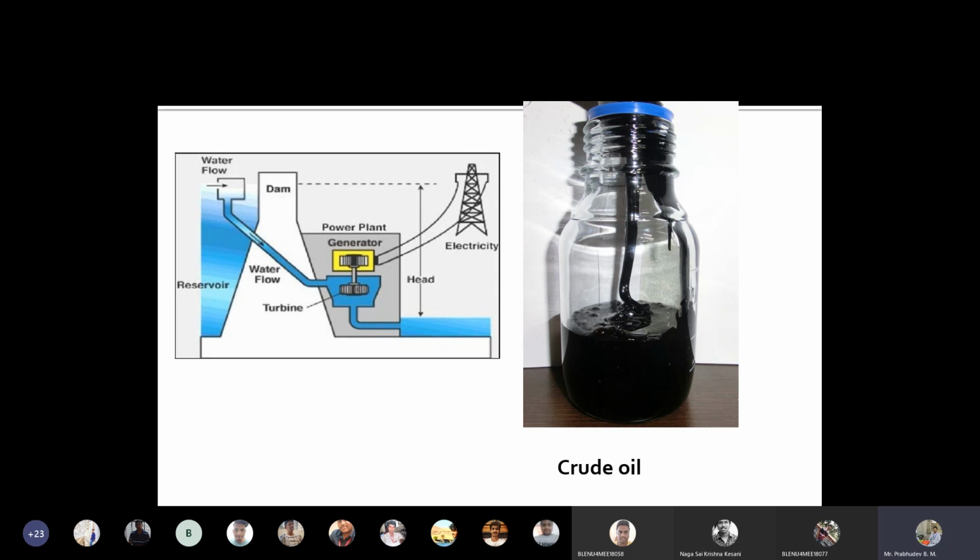Then investment. They have to keep aside a very good quantity of money in the budget. They have to keep a good amount of money for building these generating stations. So these are some of the difficulties that a hydropower plant is going to face.